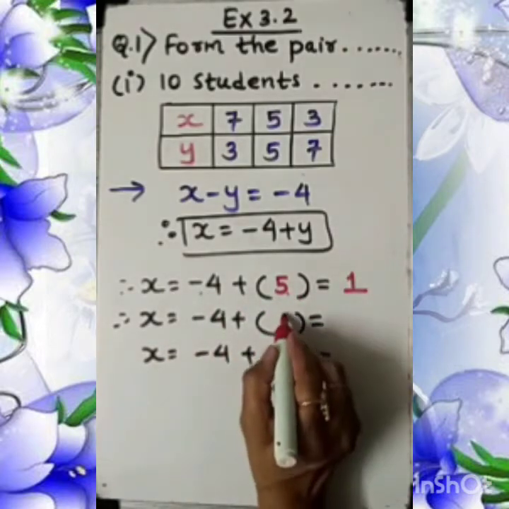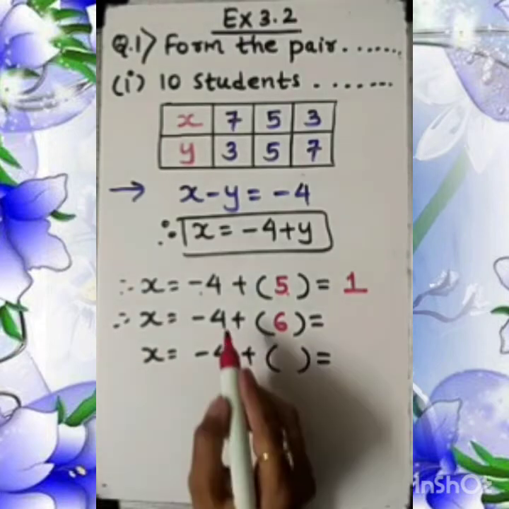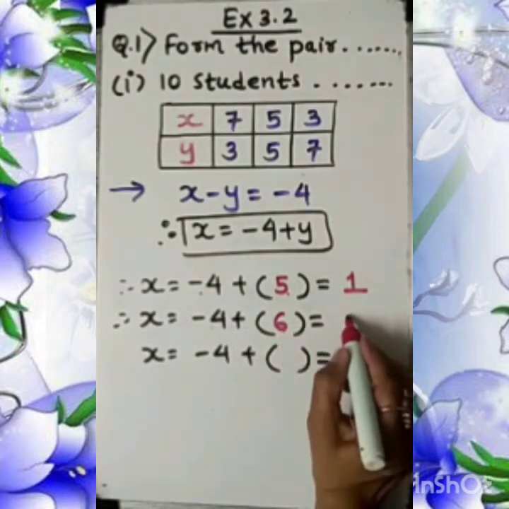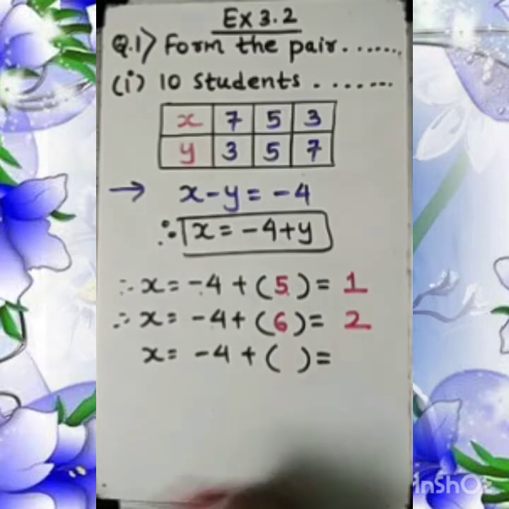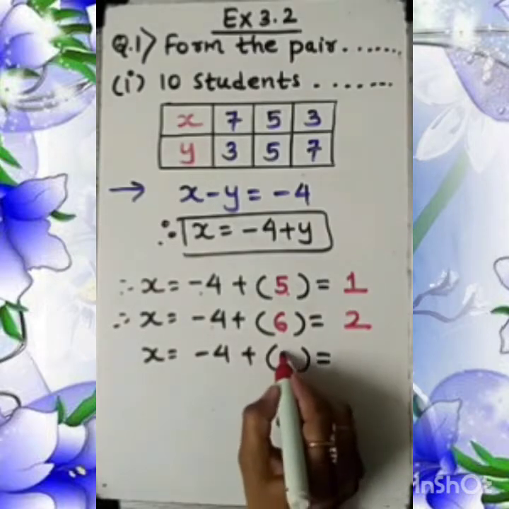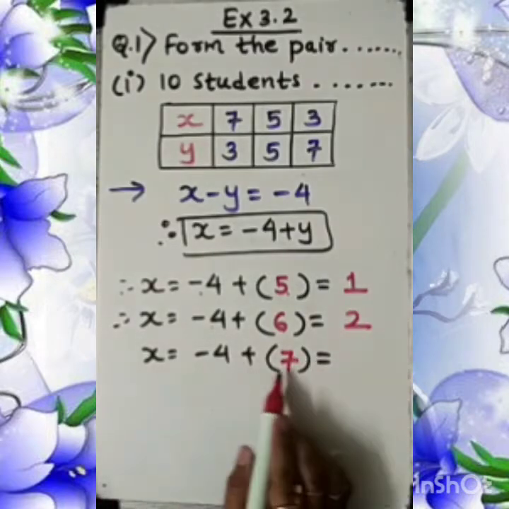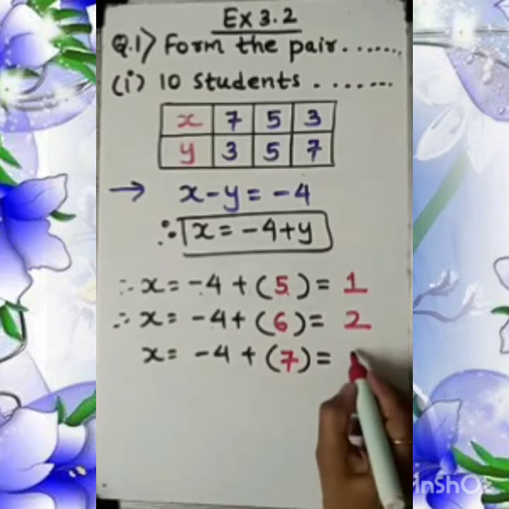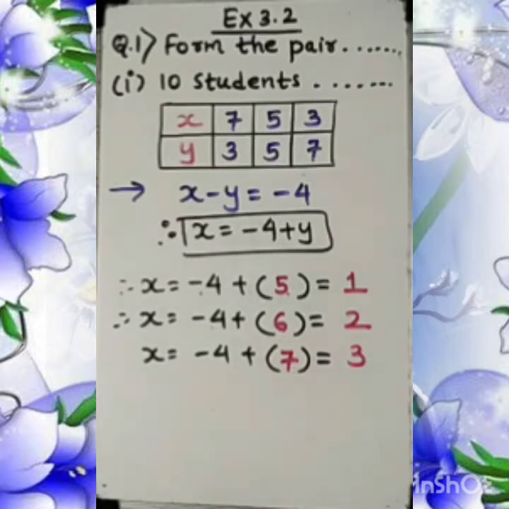Suppose I am choosing 6 here. So minus 4 plus 6 gives the result 2. Here I am choosing 7, then minus 4 plus 7 gives the result 3. Fine, so these are the values which we are getting.